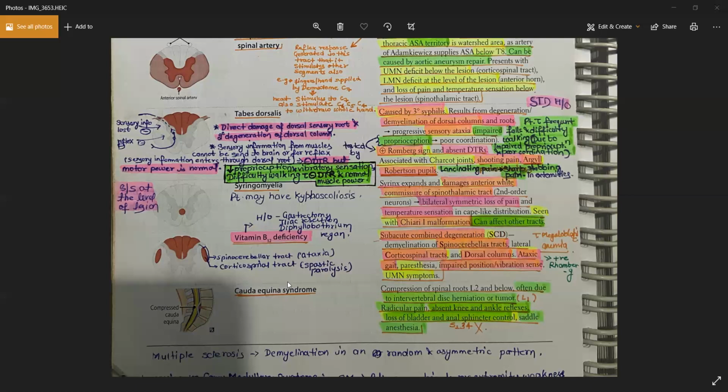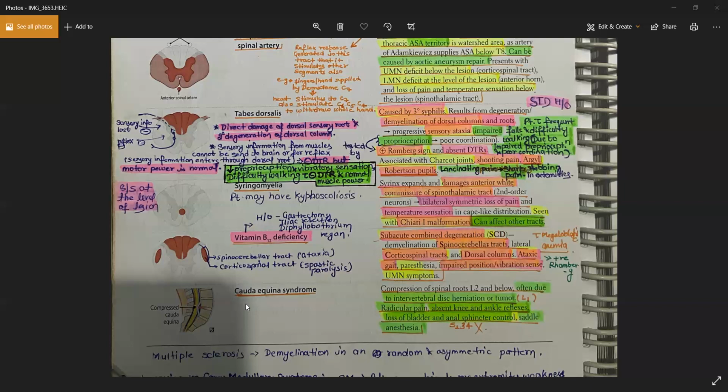So see, if I have any damage in the cauda equina, do I have the upper motor neuron lesion or the lower motor neuron lesion? Lower motor neuron lesion, because no spinal cord is present here. Only the nerve fibers are present. So I will get the lower motor neuron lesion. Should it be unilateral or bilateral? It is mostly bilateral. And in case of the conus medullaris syndrome, it is mostly unilateral.